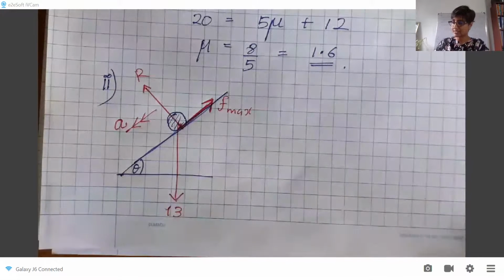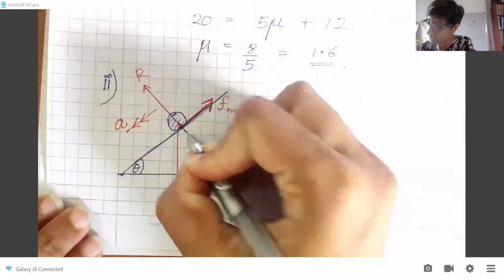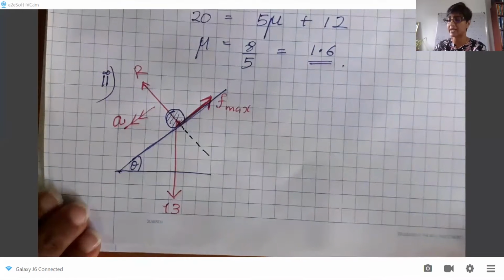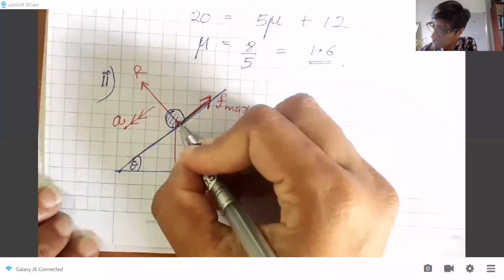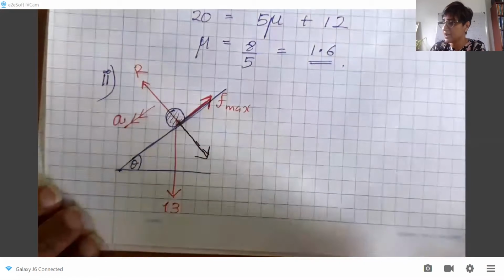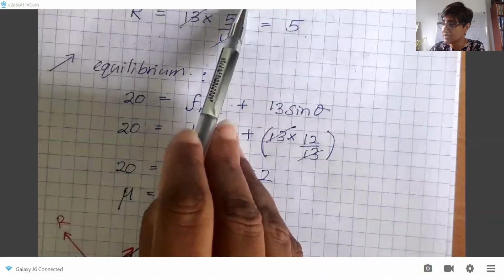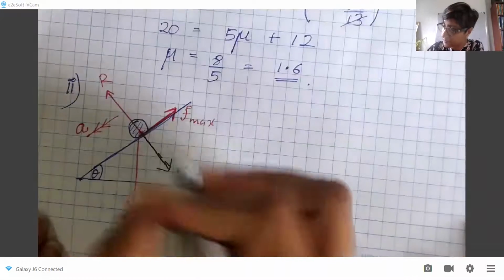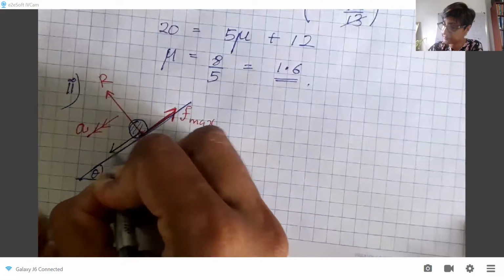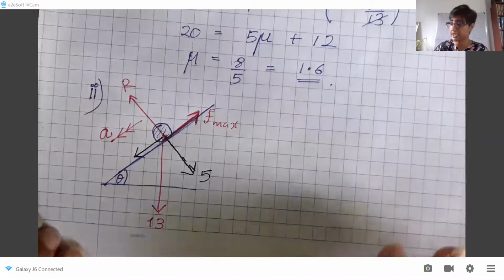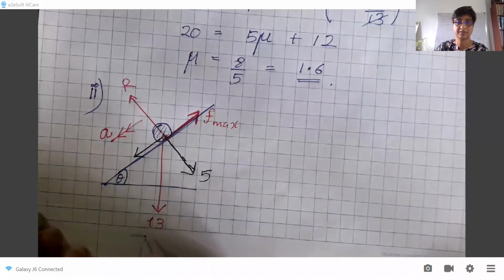At the same time, I'm going to do my resolving of forces. Make it a habit to do this always. I'm going to resolve the weight. Now I know the two components. 13 cos theta was 5, so this will be 5. And this will be how much? I'm replacing it, so you can erase the 13 off here.